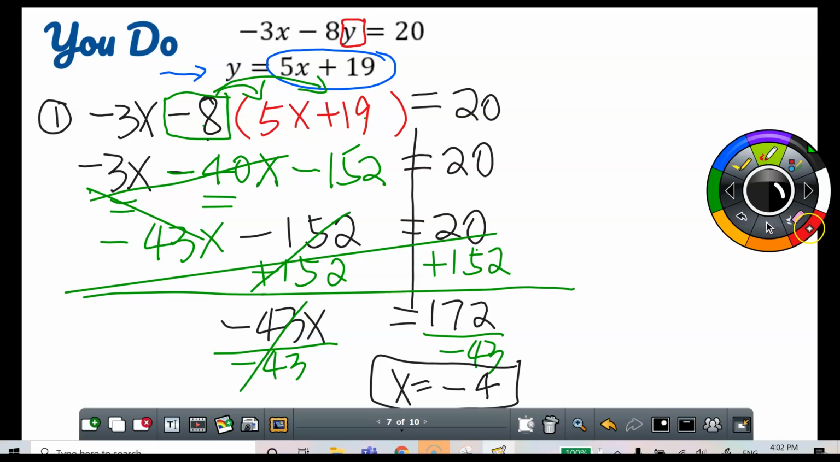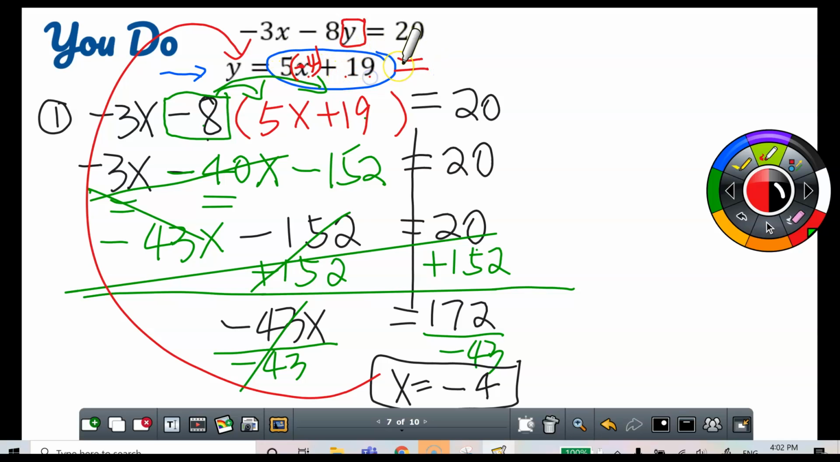Okay. When you get the value for x, go back to your standard equation to look for y. Okay. So y equals 5 times x, and we know x is negative 4. So plug in the value of x and do the calculation. 5 times negative 4 plus 19 equals negative 1. And that's it. Okay. So x equals negative 4, y equals negative 1.